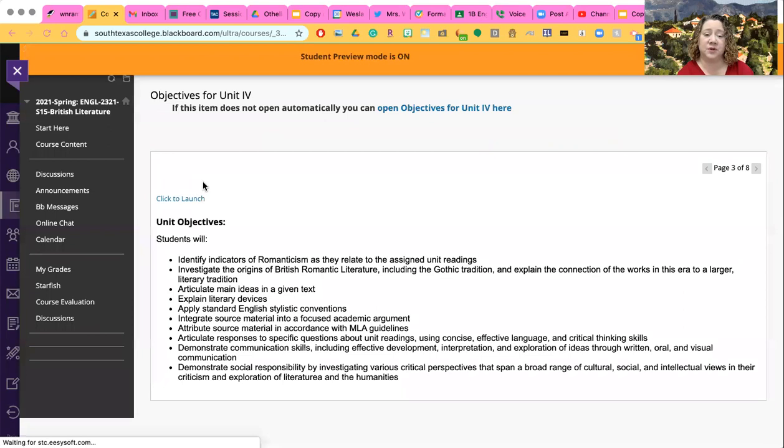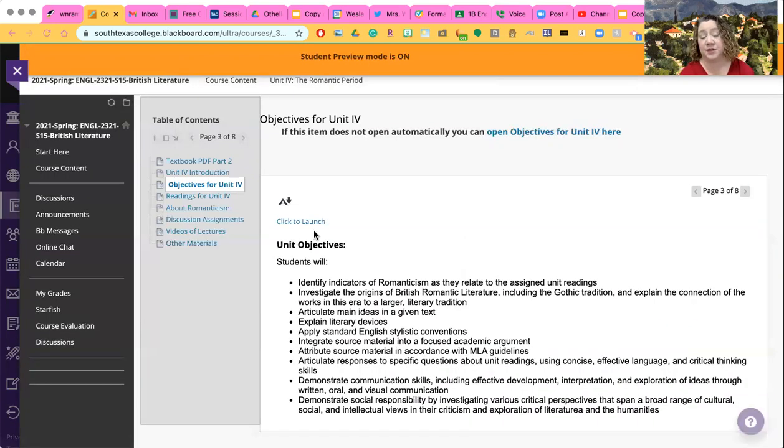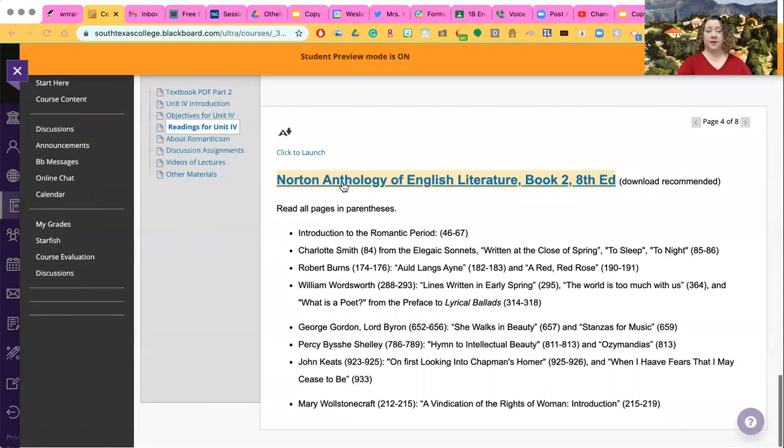The objectives for Unit 4 are similar to the previous units. This one relates to Romanticism, but all the skills are pretty much the same in terms of looking at literature and writing about it. Here are the readings. I put the book in there again really big, just so that you can have a copy of it there.